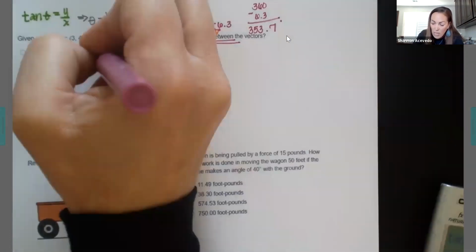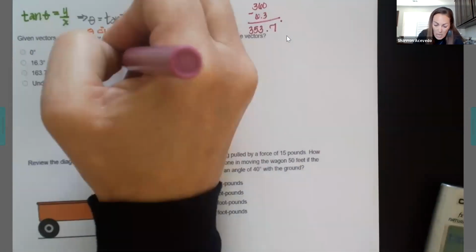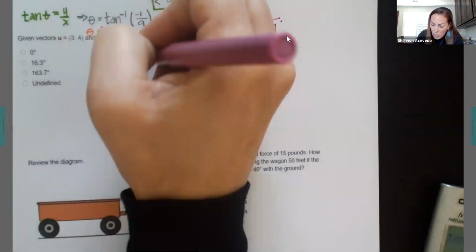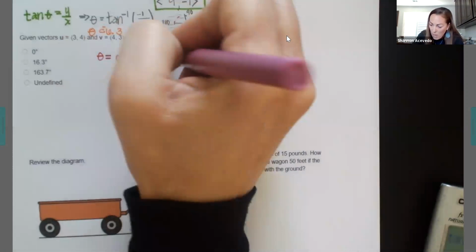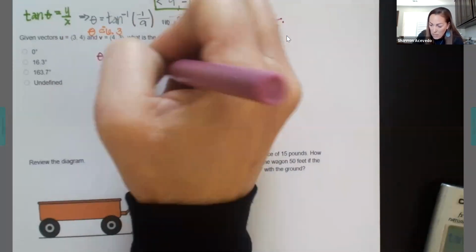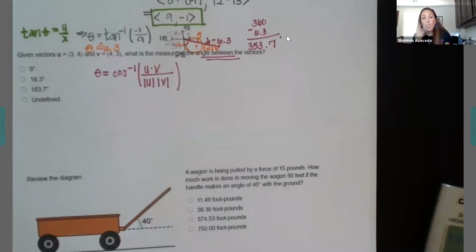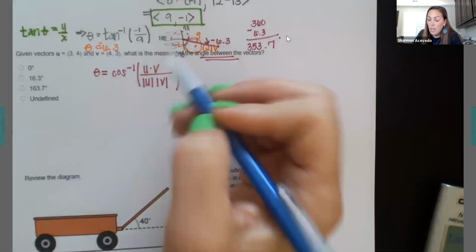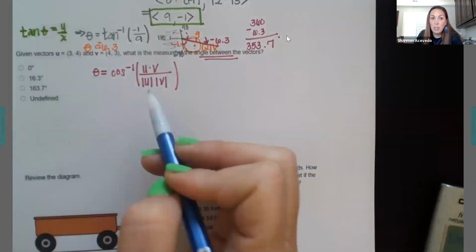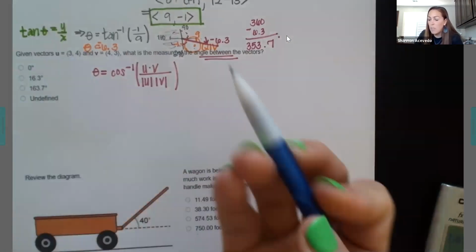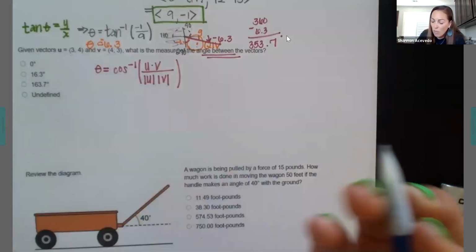I'm solving for that theta, so I'm just going to go ahead and do my cosine inverse is going to be u dot v all over the magnitude of u, the magnitude of v. So I need to find 3 separate pieces to solve this. I need to find my dot product of these two. I need to find the magnitude of u, the length of it, and the magnitude of v. So let's start off with my dot product.